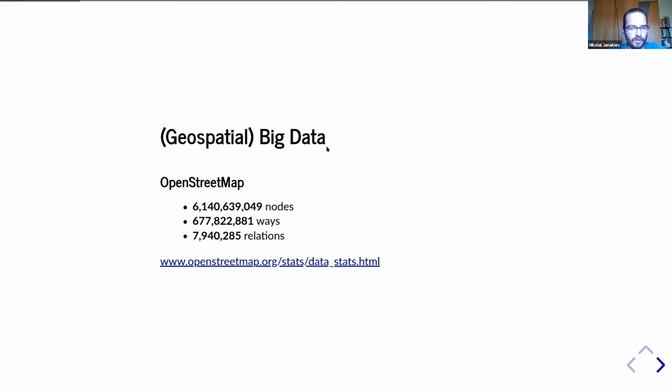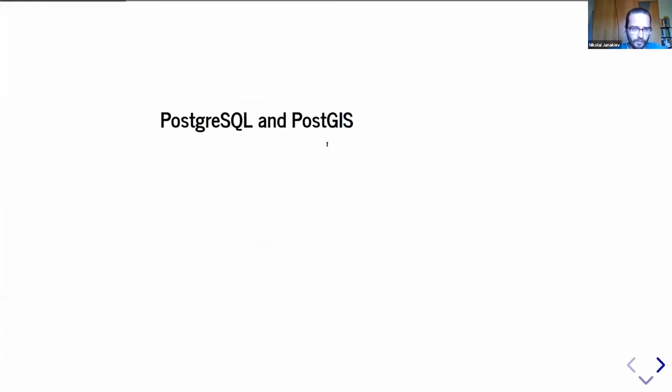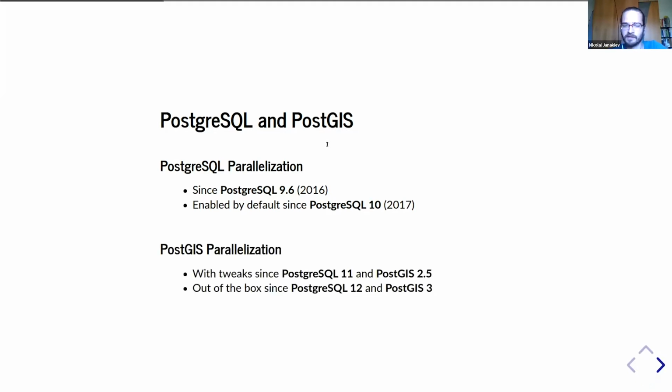And in order to work with that, the first solution would be to work with Postgres. Generally, when you work with Postgres and you want to work with geospatial data, you use the PostGIS extension. And even if that doesn't fit your data set, you can still use parallelization, which since Postgres 10 is enabled by default. And since Postgres 12, you have it enabled by default with PostGIS 3. So you would have parallelization out of the box.